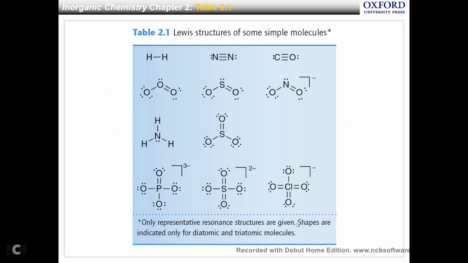Now let's look at the Lewis structures of some simple molecules. Each hydrogen is surrounded by 2 valence electrons. Each nitrogen is surrounded by 8. Carbon and oxygen, both octets.